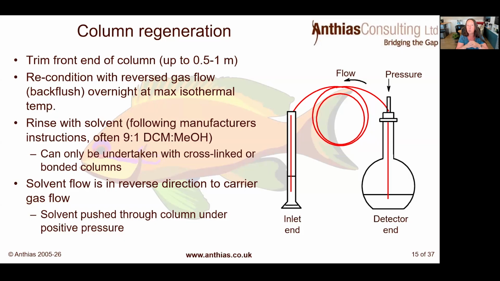So what else can we go and do to our column to perform some more maintenance? We could trim a bit more off the front end of the column. Now, how much you can trim very much depends on the length of the column. For example, if you have a 60-meter column, trimming a meter off the front wouldn't be so much of a problem. But if your column's only 10 meters long, that is going to be a problem. You can also try reconditioning with reverse gas flow, so back flushing it overnight at the maximum isothermal temperature. That's what I did very much in the early part of my career when I wasn't properly optimizing my inlet temperatures. That was quite routine when there's a damaged column, and you can still try that if the trimming hasn't helped.